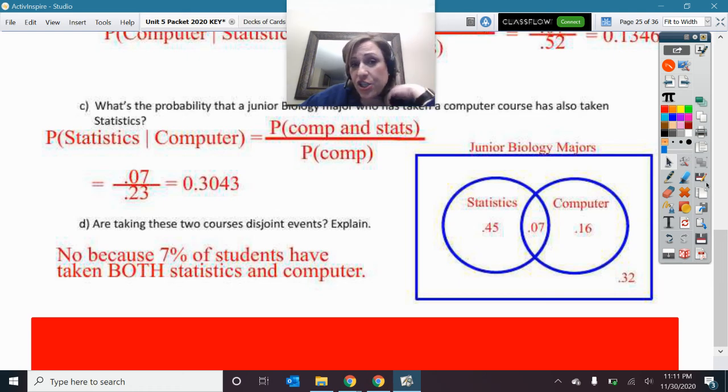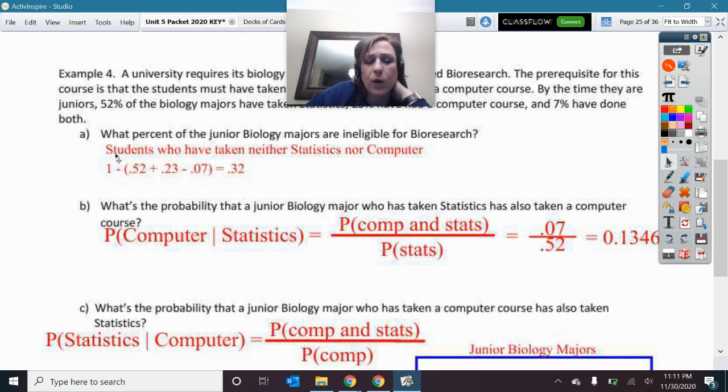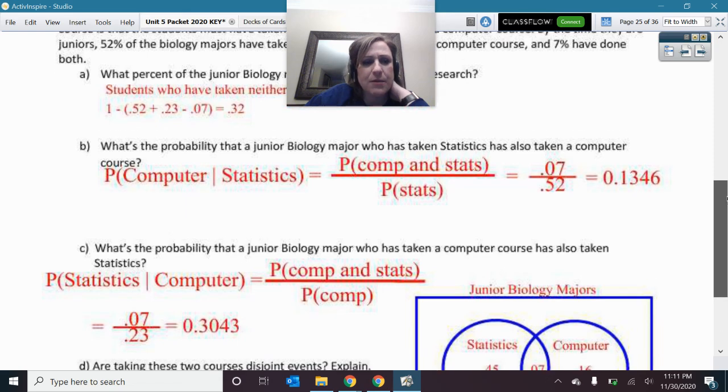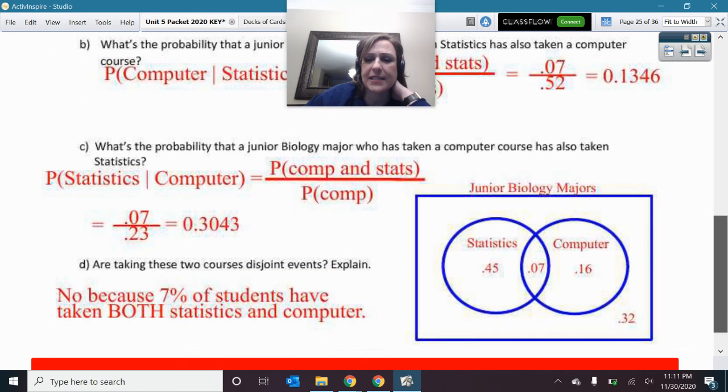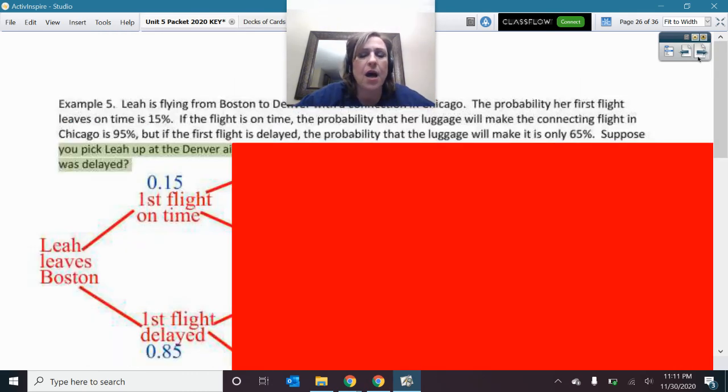Remember, according to yesterday's lesson, you could do a two-way table if you wanted. But take a moment and study through what we have here. Ineligible, they couldn't take it. I'm going to leave this here and let you look at the notes and study that. I'm not going to have time to go through the explanation because my computer is about to die. But notice these are not disjoint, because 7% of students took both statistics and computer.